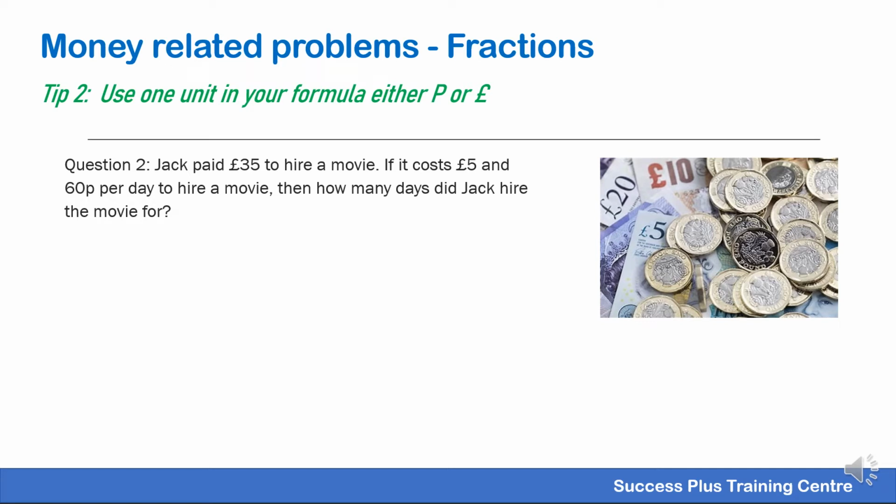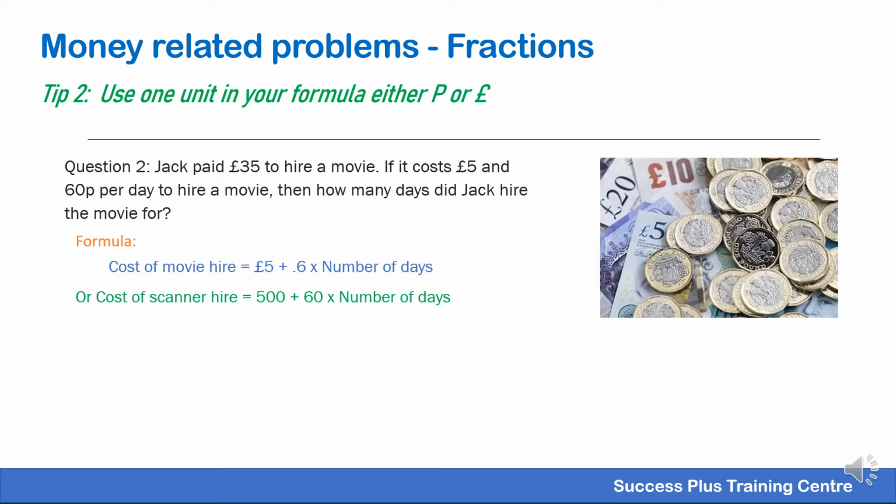Again, this question includes 3 money values and one of them has got a different unit from the other 2. In this case, I'm going to convert 60 pence to 0.6 of a pound, as it would be easier for me to use this value in my formula. Now let's define the equation or the formula to answer this question. The cost of movie hire equals £5, which is the fixed value, plus 0.6 times the number of days. 0.6, which is the 60p, converted into 0.6 of a pound.